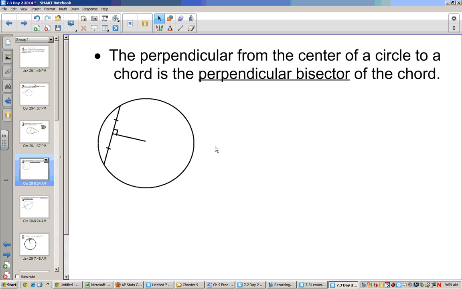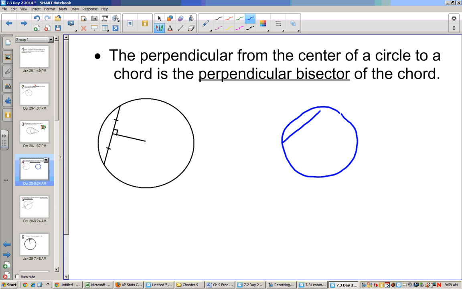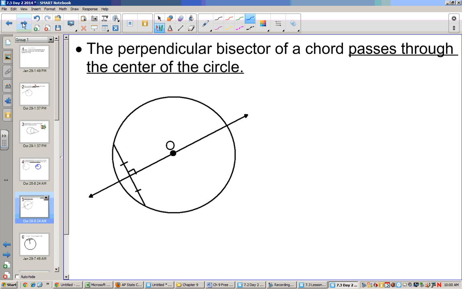The next page: a perpendicular from the center of a circle to a chord is a perpendicular bisector of that chord. So if I have some chord out here and I have my center point, the perpendicular line, if I just go and hit this perpendicular, like so, I know that this side has to be congruent to that side. So whenever we have a chord, if I want to find out how to cut it in half, all I have to do is draw a 90-degree intersection from the center to that chord, and I know I cut it right in half.